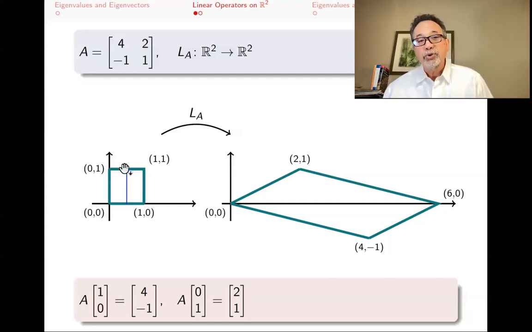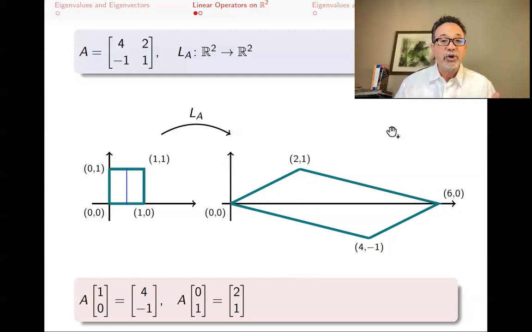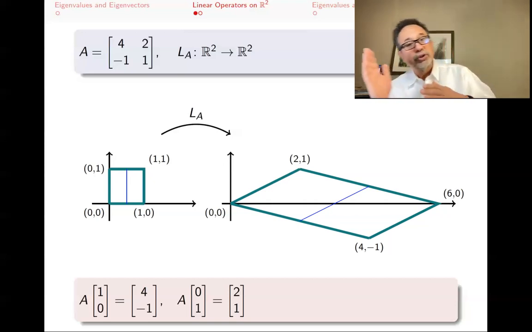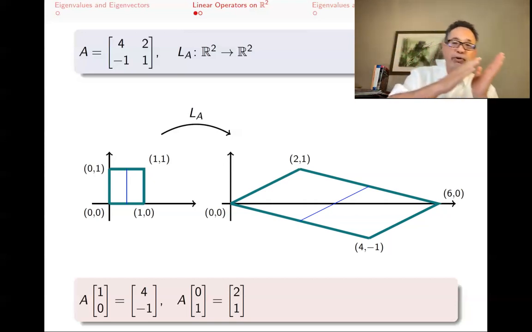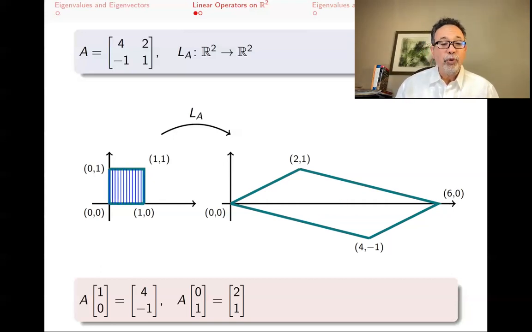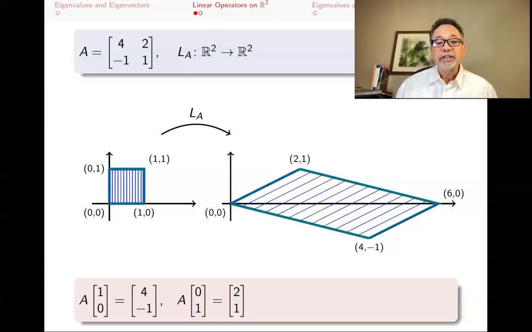The point whose coordinate is 1/2, 1 goes to the middle of this line segment between 2, 1 and 6, 0. And again, straight lines go to straight lines. So that blue line that's cutting that square in half goes to this slanted line in the middle. And if you have more vertical lines like that, where do they go? They all go to their corresponding things.